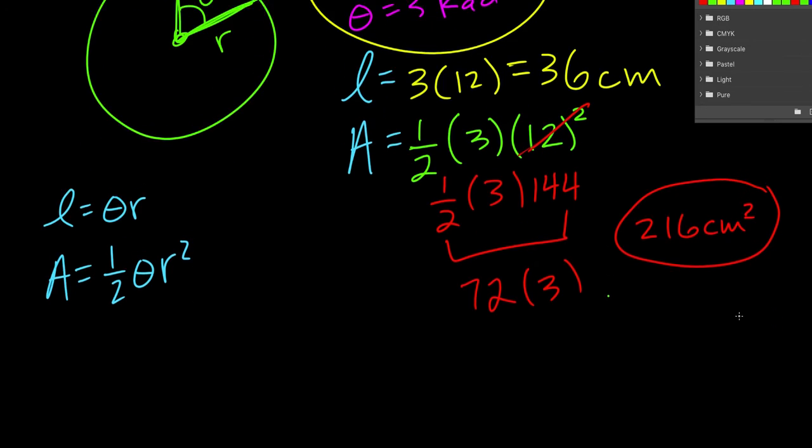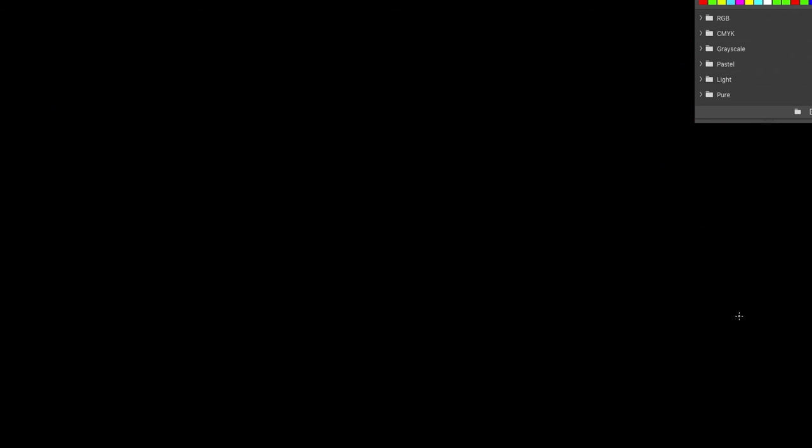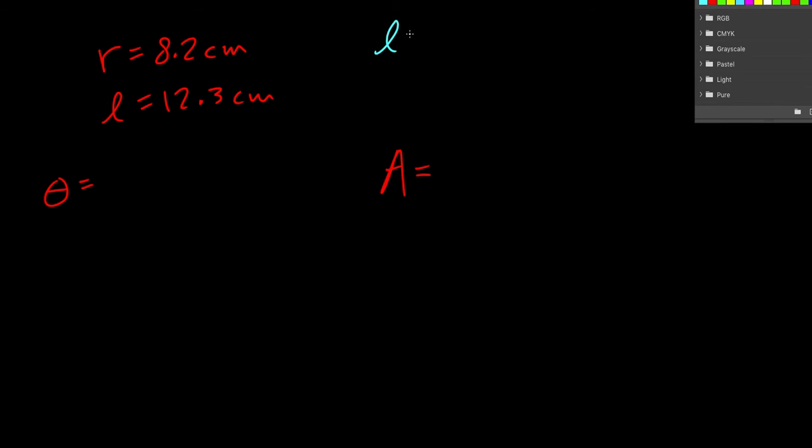Okay, let's try another one. Okay, this time we're given a radius of 8.2, and this is once again referring to a sector. And then the arc length is equal to 12.3 centimeters. And they want us to find theta, or the angle, and then they also want us to find the area. I should have kept those on the screen, but L equals theta times R, and then area equals 1/2 theta R squared.